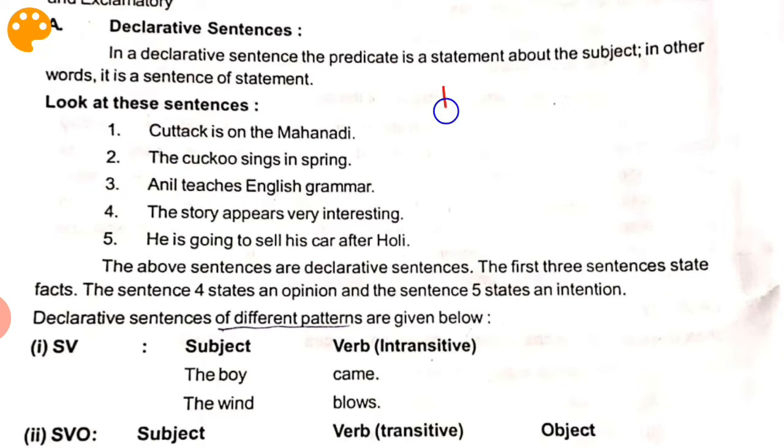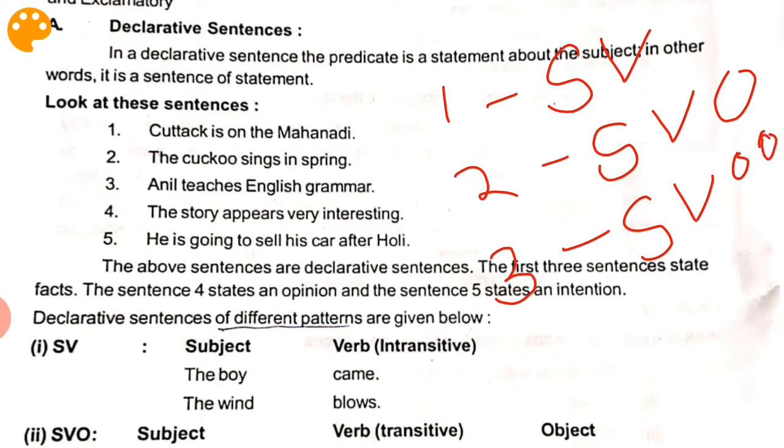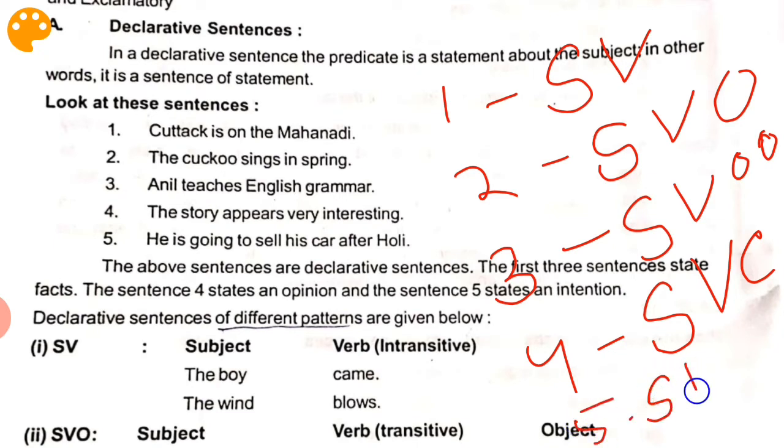The first pattern is SV pattern, meaning subject and verb. The second pattern is SVO pattern. The third is SVOO, meaning double object. The fourth one is SVC, subject verb complement. And the last pattern is SVOC. So there are 5 patterns in a declarative sentence.